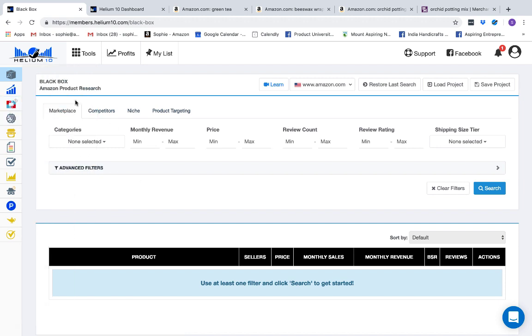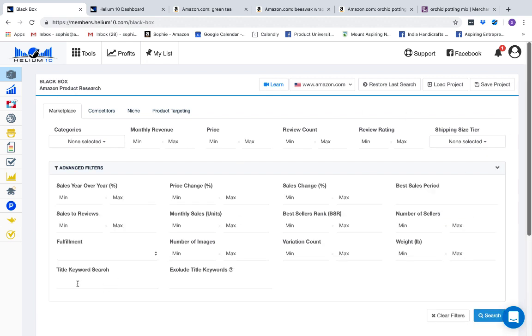So the way I use this Black Box one, I just go into Marketplace and I go to this advanced filter. I don't use this tool to generate product ideas, because when you do that, everybody else is using this same tool to generate the same product ideas, and you'll end up with a whole bunch of other people with the same product at the same time.